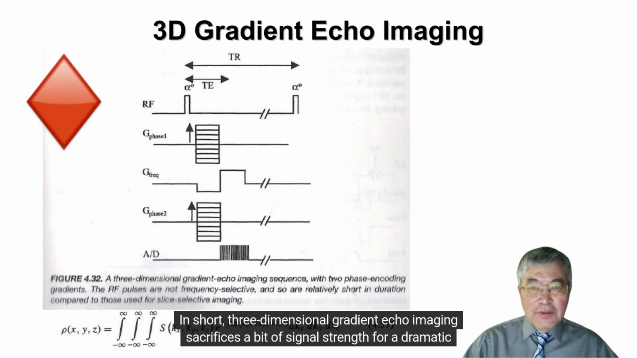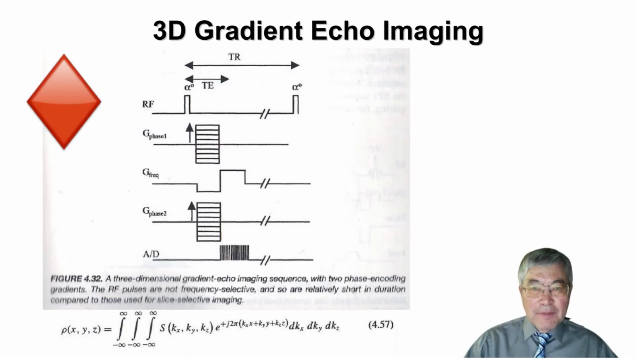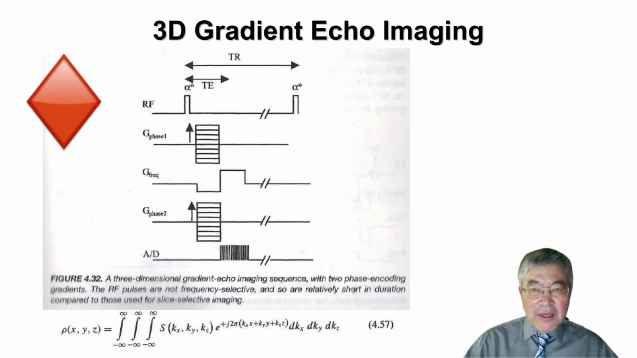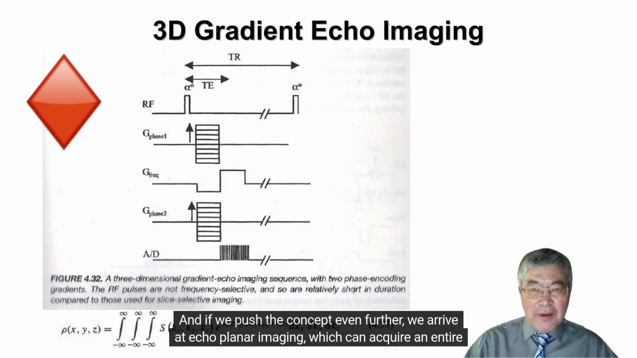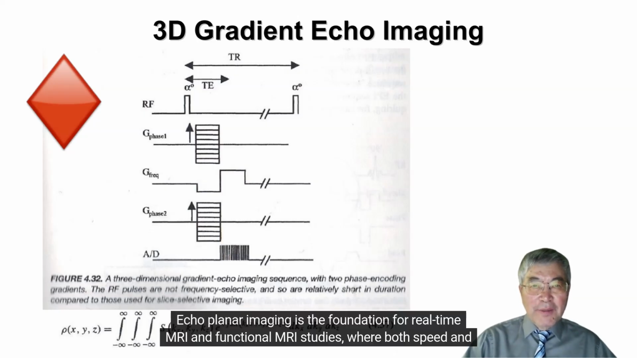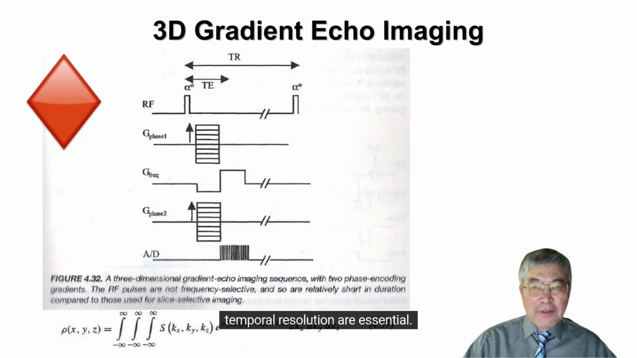In short, three-dimensional gradient echo imaging sacrifices a bit of signal strength for a dramatic improvement in imaging speed. It is particularly useful for volumetric scans of the brain, heart, and other organs where time is critical. And if we push the concept even further, we arrive at echoplanar imaging, which can acquire an entire image or even a full volume in just one or a few rapid readouts. Echoplanar imaging is the foundation for real-time MRI and functional MRI studies, where both speed and temporal resolution are essential.